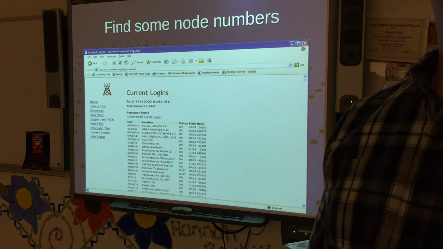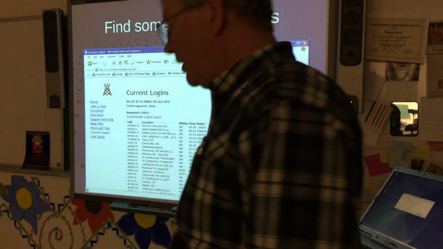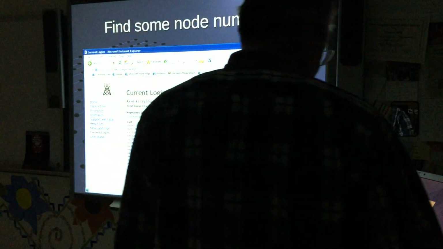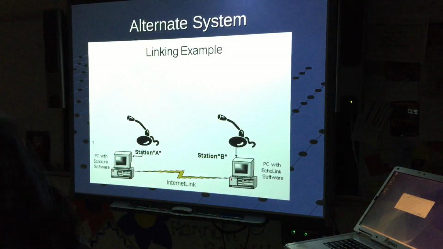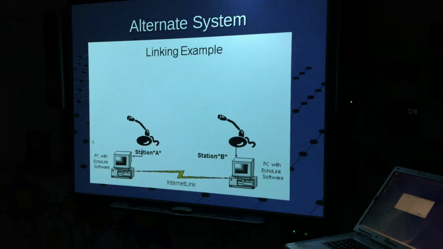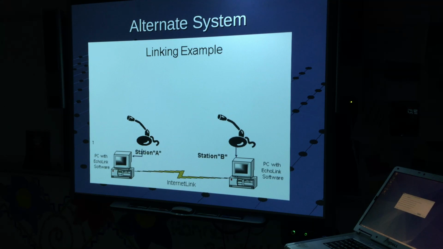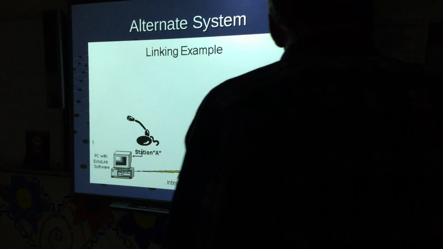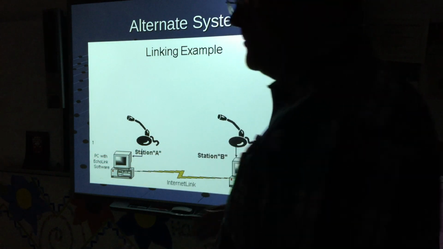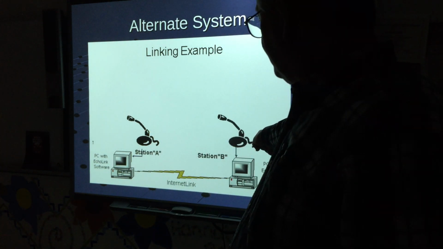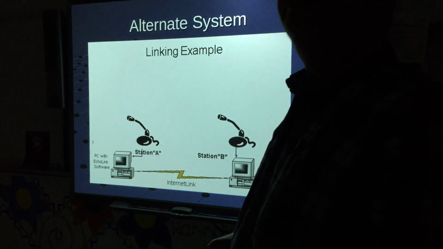If you run it on your laptop, you see all those nodes. That's right. If you download the software, you'll see a list of those nodes.